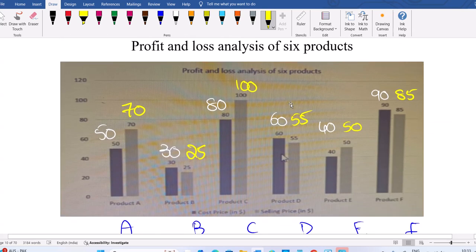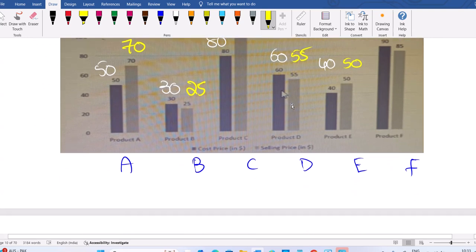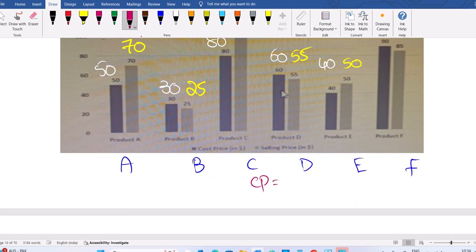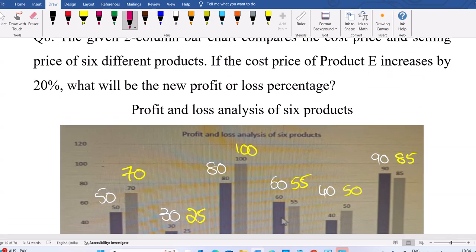There are a lot of products A, B, C, D, E, F, but they are focusing only on product E. E's cost price is 40 and selling price is 50. In the question, this is the original data, but they have given some changes: if the cost price of E increases by 20%, then whether you get profit or loss. Actually now it is profit. Cost price 40, you are selling it for 50, so profit is there.